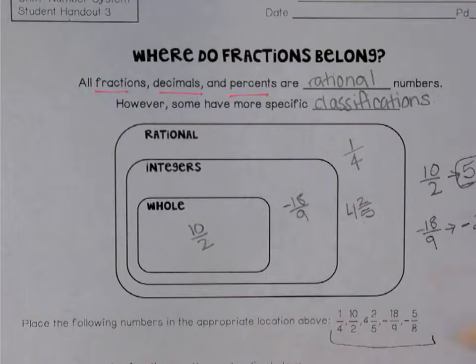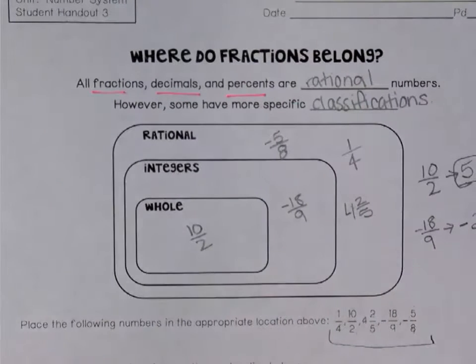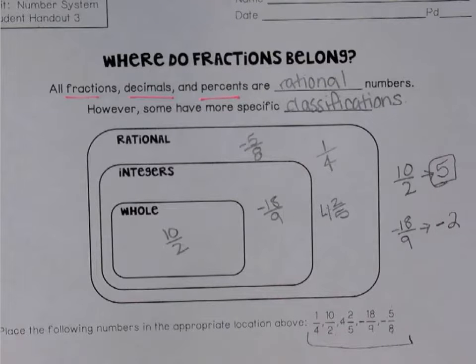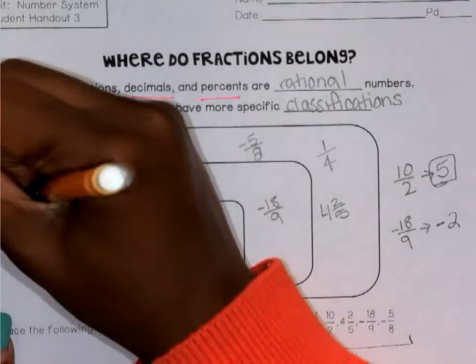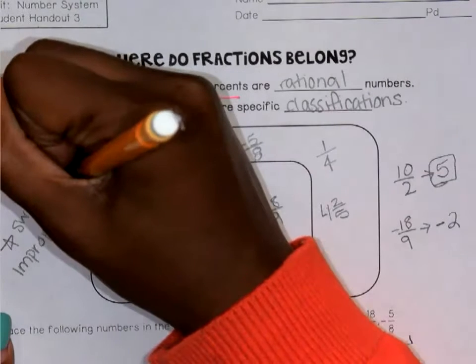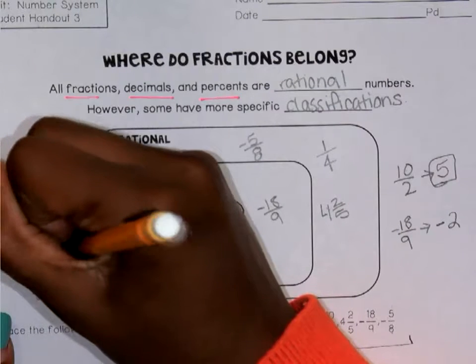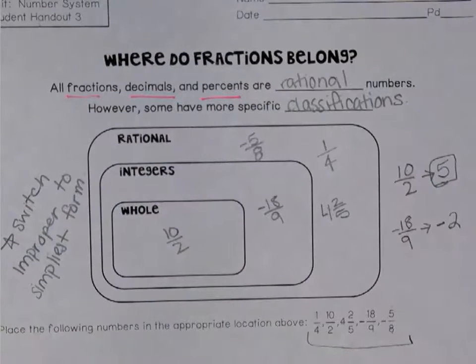All right. Last one is -5/8. That number is not improper. That is just a negative fraction, and all fractions belong in the rational column. All right. Pretty easy steps to do, but you have to make sure to switch improper. If you need to write a note on the side, say switch improper to simplest form. Okay? If it's improper, make sure you switch it. That's going to be very important.